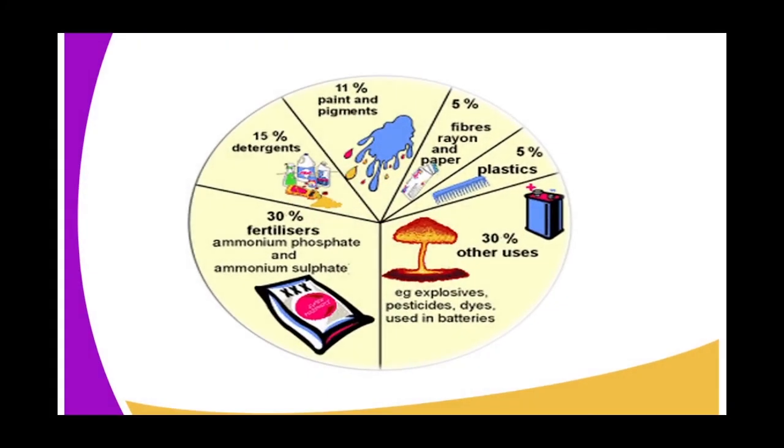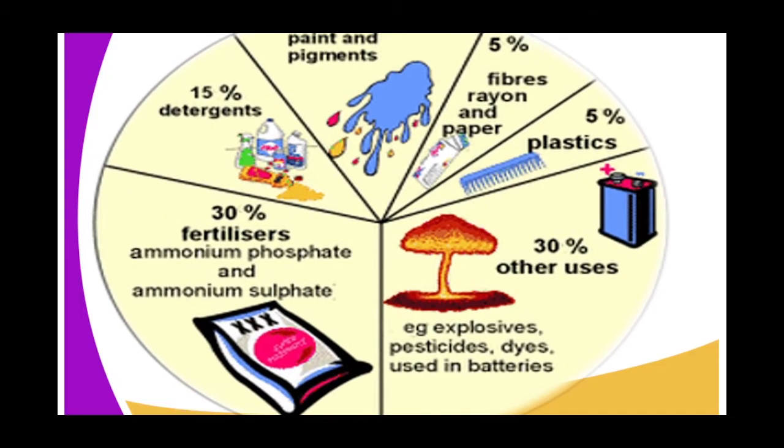And what are some of the uses of sulfuric acid? Sulfuric acid is used in the manufacture of fertilizers. It is used in the processing of metal ores.